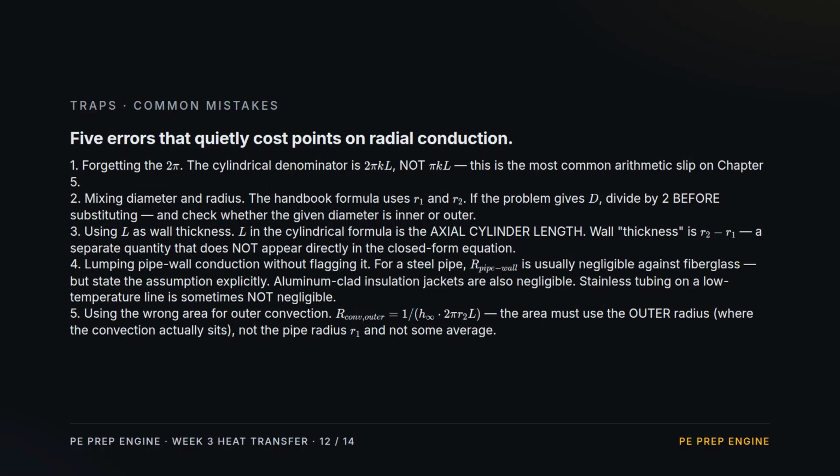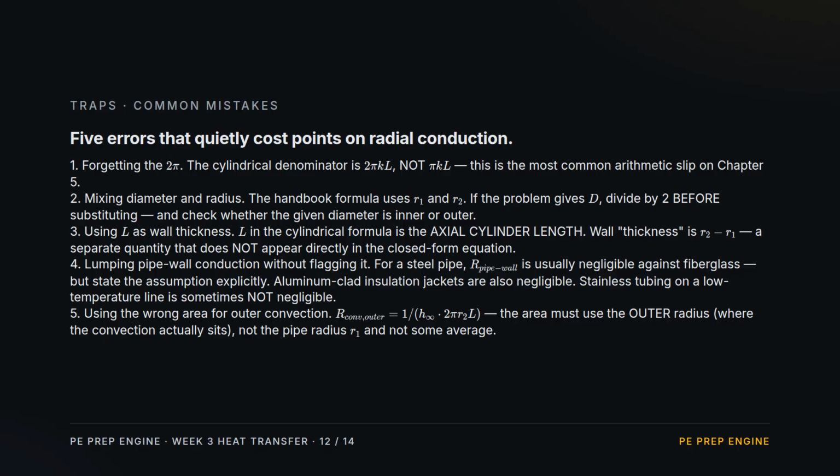5 traps that quietly cost points. 1. Forgetting the 2π. The denominator is 2πkL, not πkL, the most common slip on Chapter 5. 2. Mixing diameter and radius. The formula uses radii, so halve any given diameter and check inner versus outer. 3. Using L as wall thickness. L is the axial cylinder length, while wall thickness, R2 minus R1, doesn't appear directly.